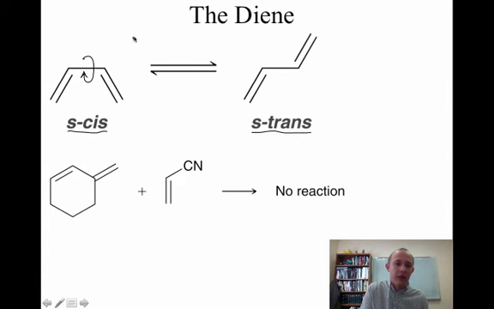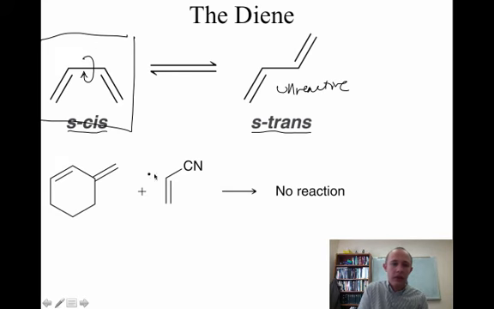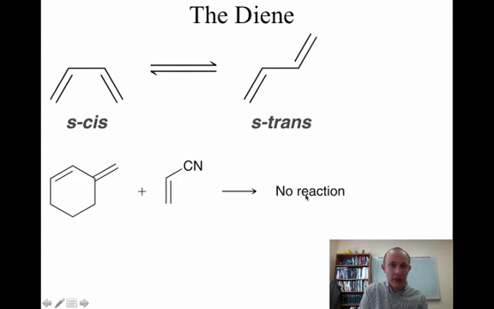The s-cis is the only one that can react in a Diels-Alder reaction, because those two ends have to simultaneously react with the two carbons of the dienophile. So the s-trans conformation is unreactive. So even though you have a conjugated diene here, if it's locked in the s-trans conformation, it will never do a Diels-Alder reaction.